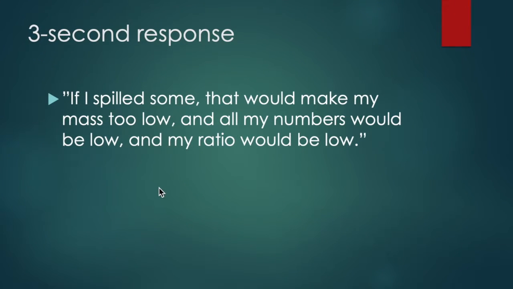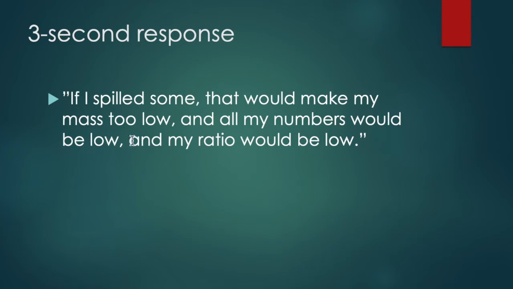When people see the question, what happens if you splattered some of your hydrate onto the bench, a lot of people are just rushing through the lab report and they say, if I spilled some, that would make my mass too low, everything would be too low, my ratio would be too low. I spilled something, I shouldn't have done that. That is a response that does not show a lot of thinking about what really would happen in this scenario. I mean, it's definitely a good instinct and a good guess. Well, obviously, if you spill some, you have less and the numbers are lower.